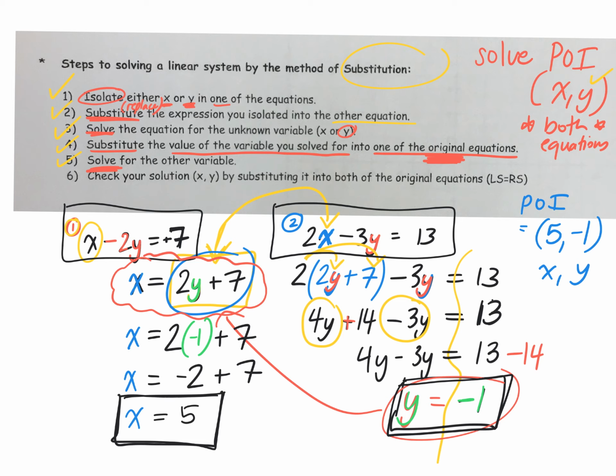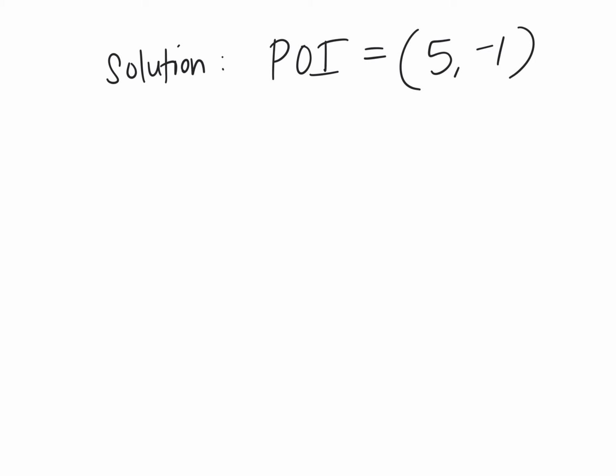But we're going to do the last step. We're going to check to see if that coordinate, x and y, works for both of the equations. We're going to plug it in to both of the original equations to make sure that the left side and the right side are balanced. So you can always check your answer. If you find the x and the y and you plug it in and it doesn't balance the equation, then you did something wrong. Okay, so we said the solution to this linear system has a point of intersection of 5, negative 1. So x is equal to 5 and y is equal to negative 1.